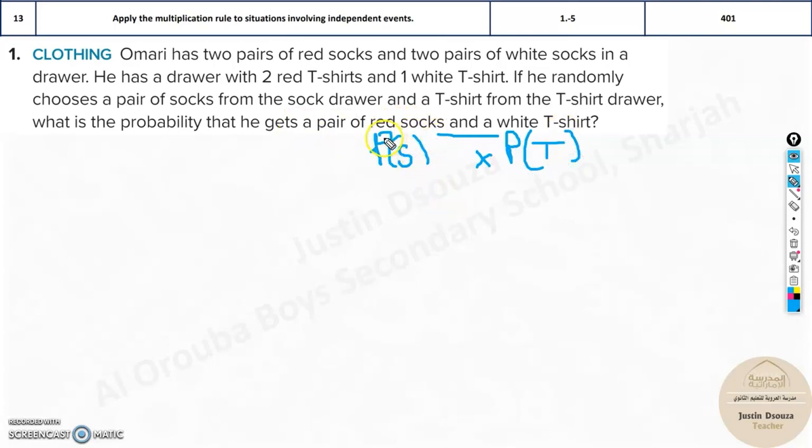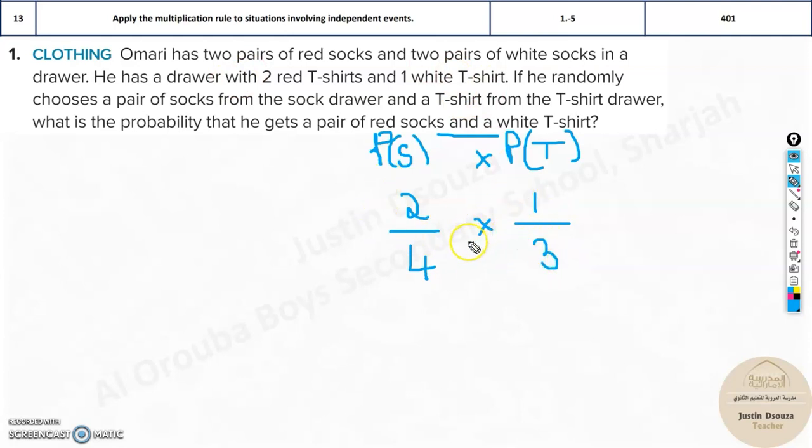Which socks are required? Red socks. How many red socks are there? 2 red socks and 2 white socks. So 2 red socks out of how many total socks? 2 plus 2 is 4. So the favorable outcome, red socks, is 2, and total outcomes are 4. Multiply it with the t-shirts. White t-shirt, how many white t-shirts are there? 1, divided by the total number of t-shirts, which is 2 plus 1. 2 red and 1 white, so it is 3 total.